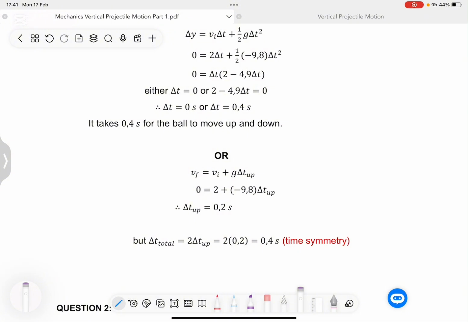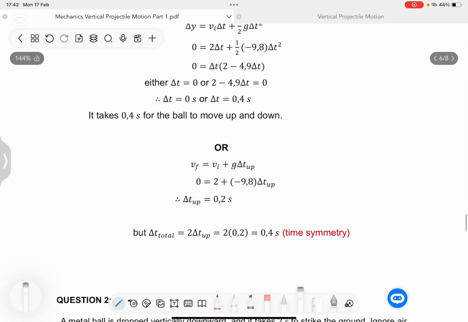This method is inspired by the time symmetry that we have in vertical projectile motion. Remember, we said that two things are symmetrical here: the time and the speed. The speed of the projectile when it goes up is the same as the speed of the projectile when it goes down at every point or position of its motion. So this is another way in which you can solve this problem.